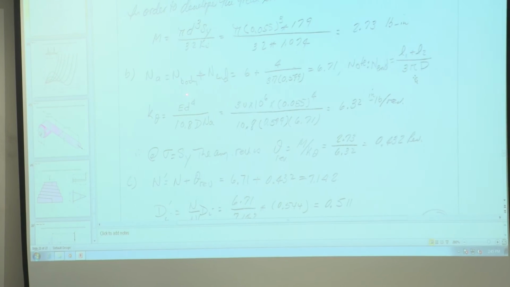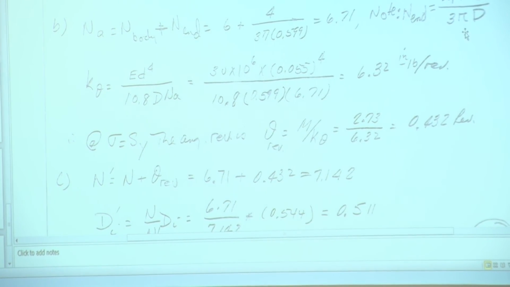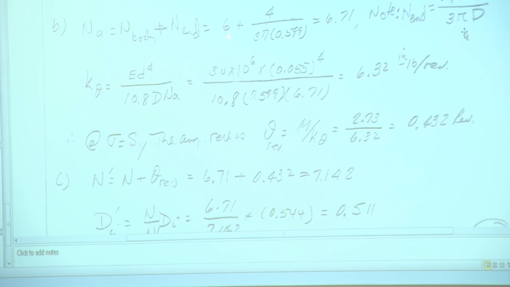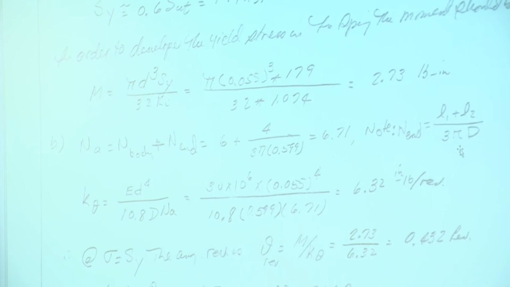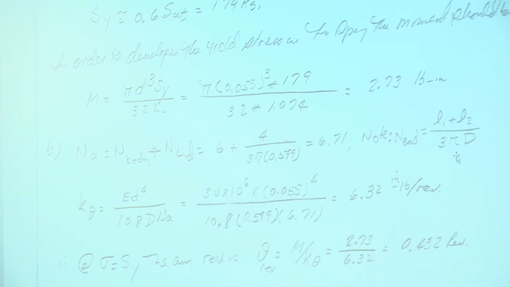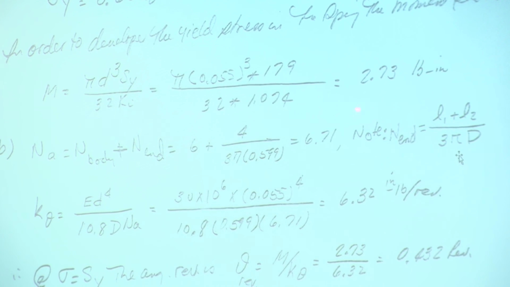Number of active coils is number of coils in the body plus number of coils at the end. Number of coils in the body is 6. Coils at the end, 2 inches apiece on each side, so that's L1 plus L2 divided by 3 pi D, giving 6.71. Again, a little bit of note there as well.